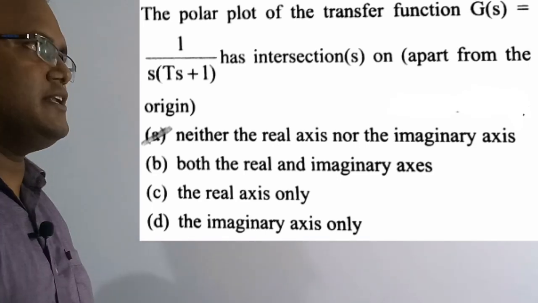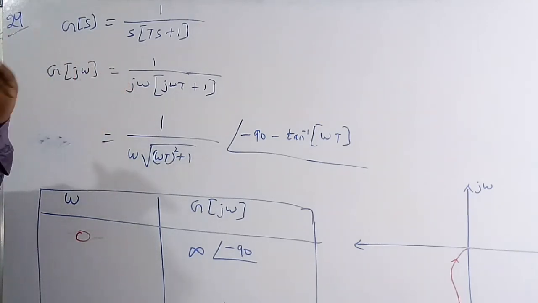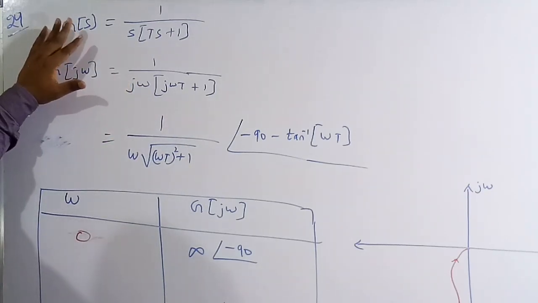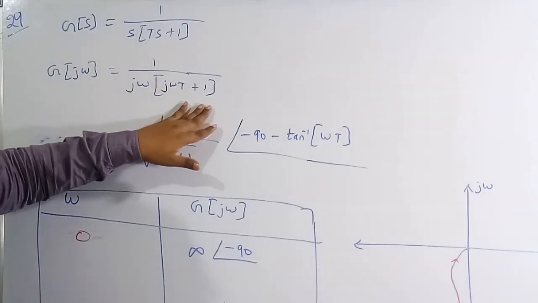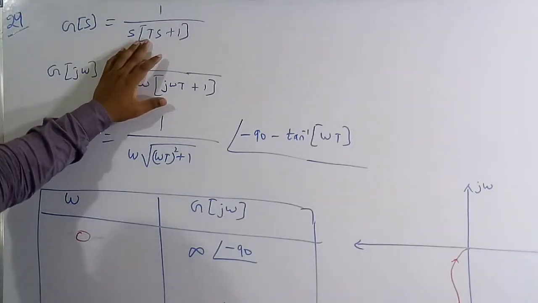So let's solve this numerical. This is the transfer function they have given. For this we have to find the polar plot. Polar plot means we need to figure out the magnitude with respect to angle. So here in place of S I am going to replace S by j omega. So therefore 1 by j omega into (j omega T plus 1). Here this is a complex form, so I want to write it in terms of magnitude and also angle.